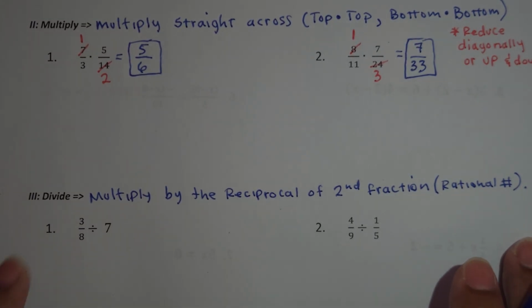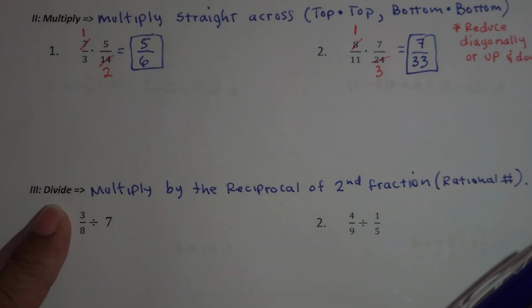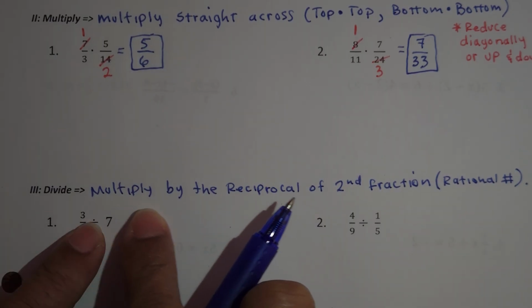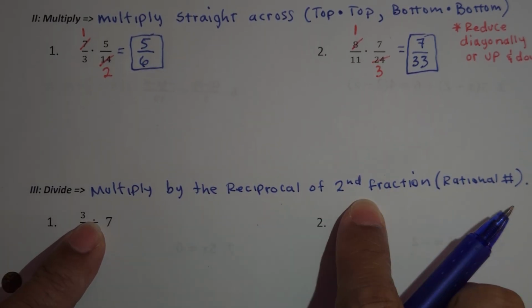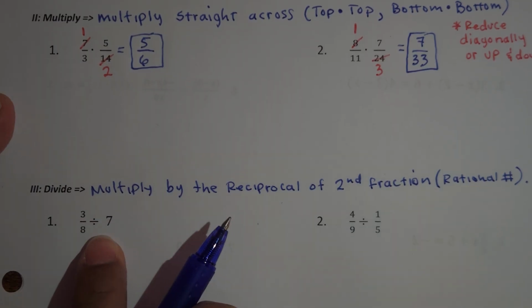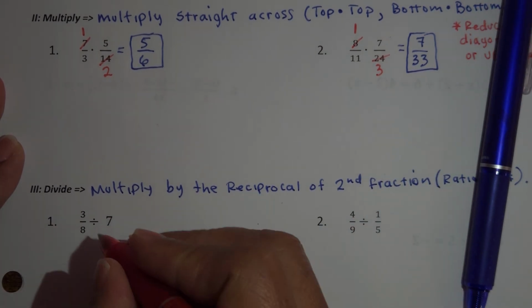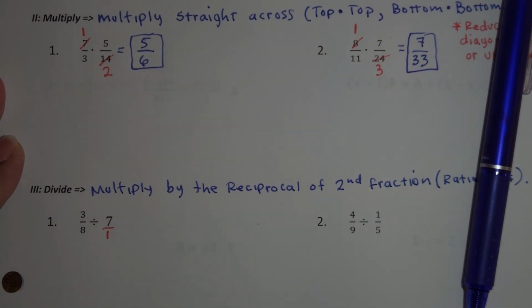So now let's go for division of rational numbers or fractions. So notice, when you do division of fractions, you multiply by the reciprocal of the second fraction. Don't forget, they are rational numbers. Okay, so even if you see a whole number, that whole number is implied to have a 1 under it. So you can write a whole number as a rational number or as a fraction. So with that said, the first example, this is implied to be 7 over 1.